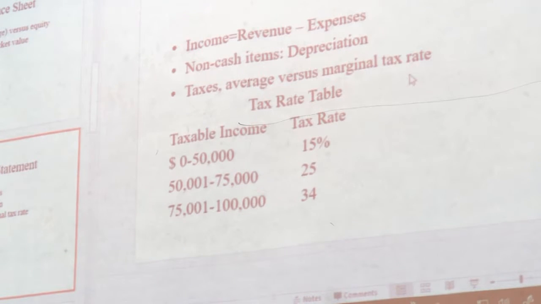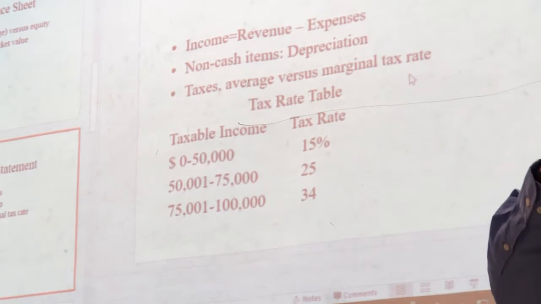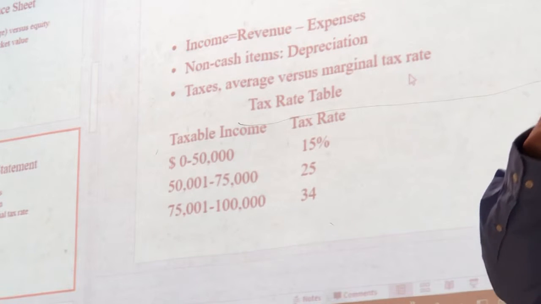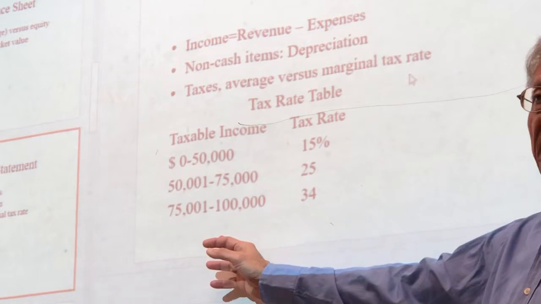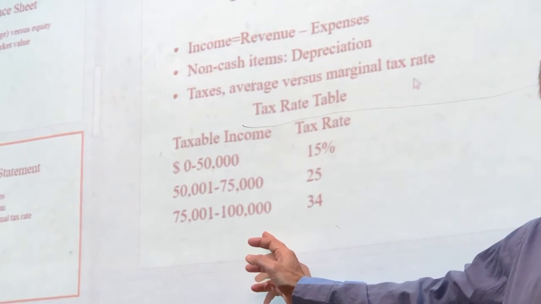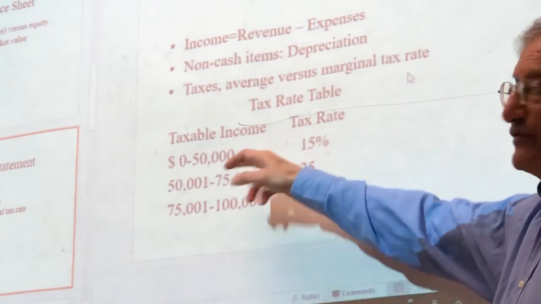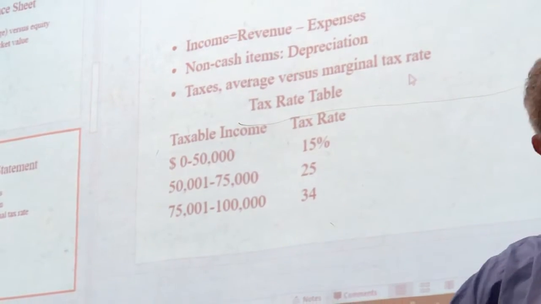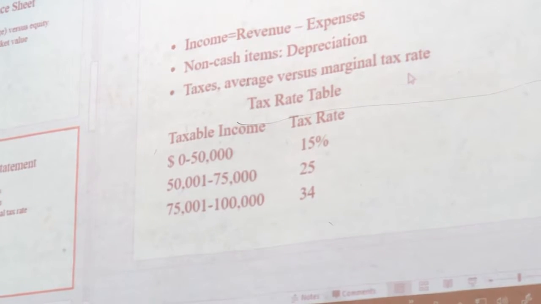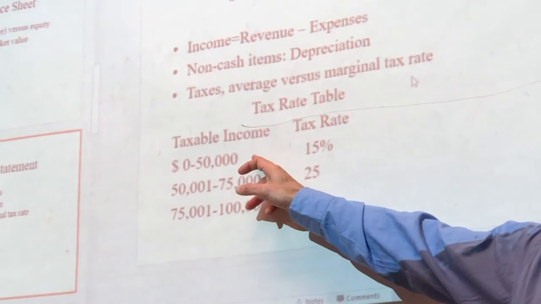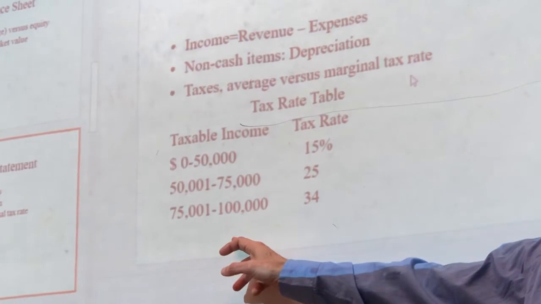And then the next levels of income will be taxed at successively higher rates. So for example, if your income is 100,000, now you have three tranches, so you have to divide it into three parts: the lowest level, the middle level, the highest level.